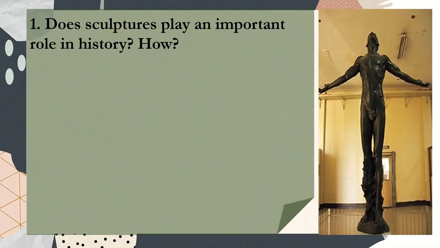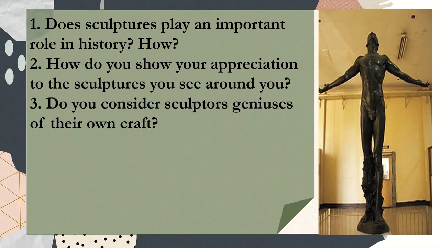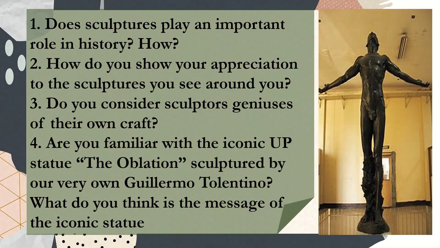Now, for this activity, answer the following questions for you to deeply understand today's lesson. 1. Do sculptures play an important role in history? How? 2. How do you show your appreciation to the sculptures you see around you? 3. Do you consider sculptors geniuses of their own craft? 4. Are you familiar with the iconic statue, the Oblation, sculpted by our very own Guillermo Tolentino? What do you think is the message of the iconic statue?